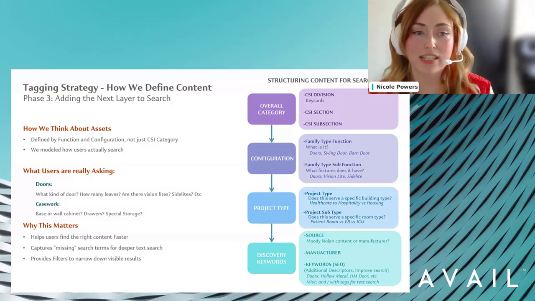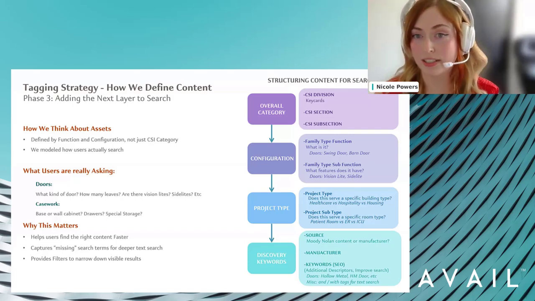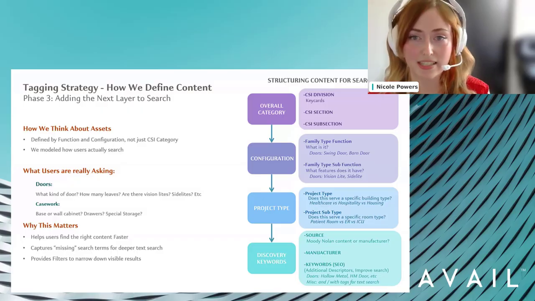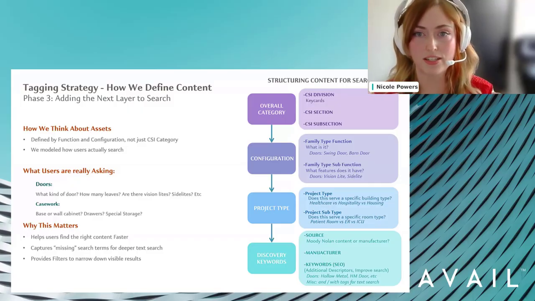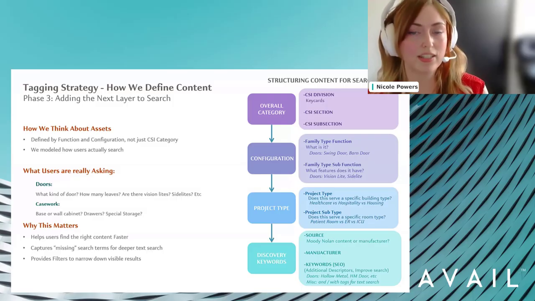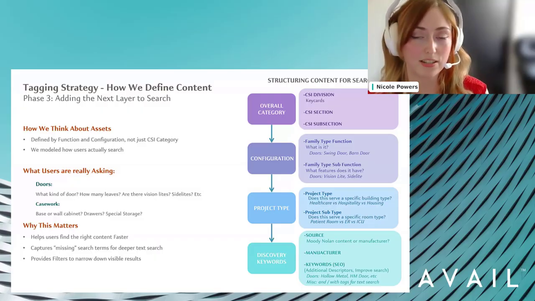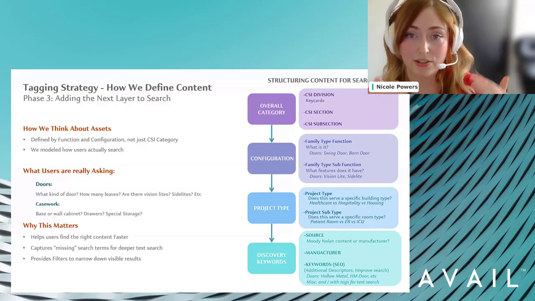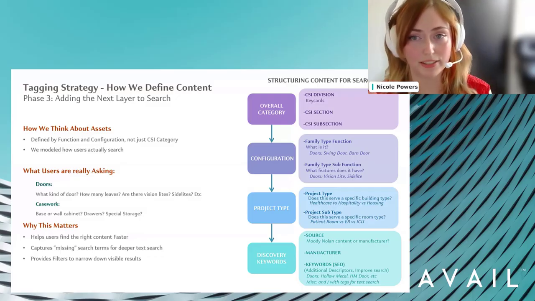We established the system that I've broken up here on the right-hand side, where you start with the overall category, so we're keeping that CSI organization. Then the next piece, probably the most important after that, is the configuration. So asking the question: what is it and what features does it have? Then, since we have a variety of project types and some content is more relevant to certain project types than others, we give ourselves the ability to tag project types when it's relevant.